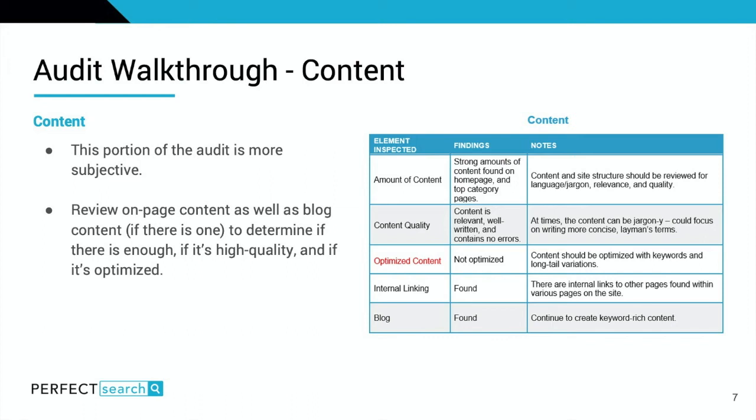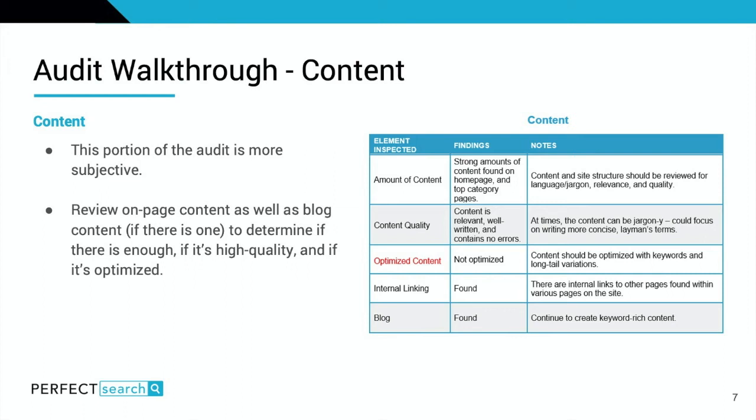So on the right-hand side there, you can see the first portion, amount of content. This will be a check to see how much content is on the homepage, how much content is on a category page or a blog page. Is it enough? Should the content be reviewed if it's too jargony and you don't think the average user would understand what it means? Secondly, content quality.